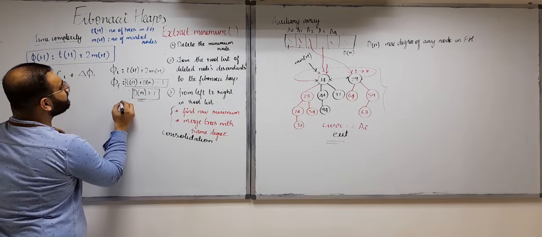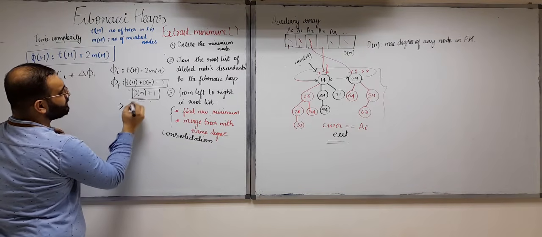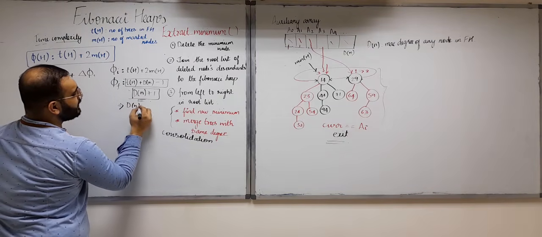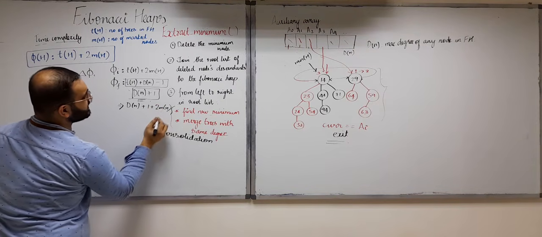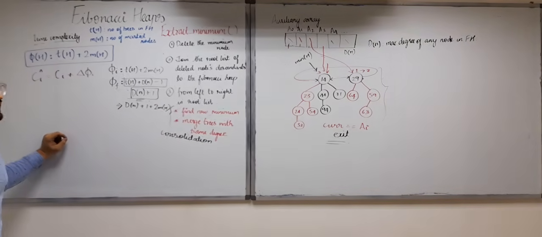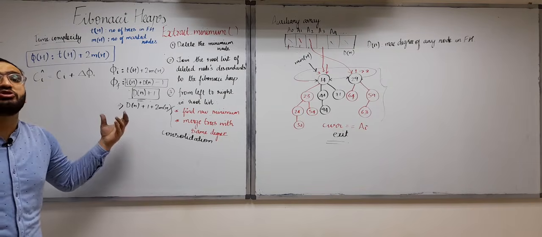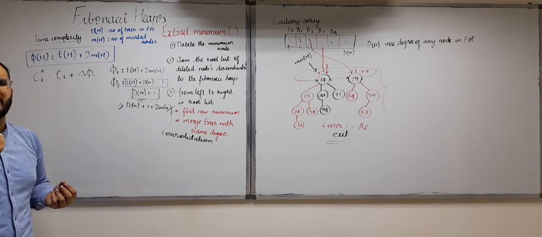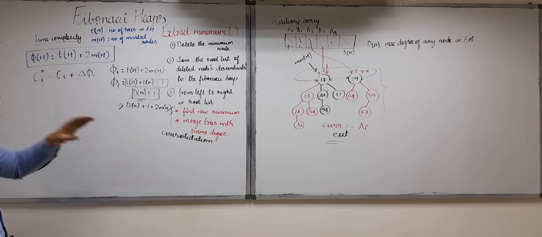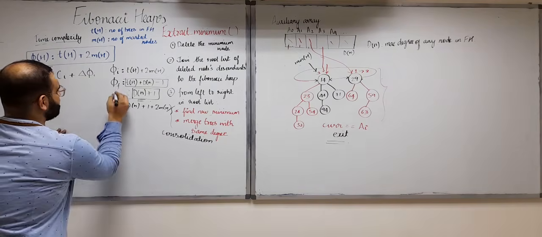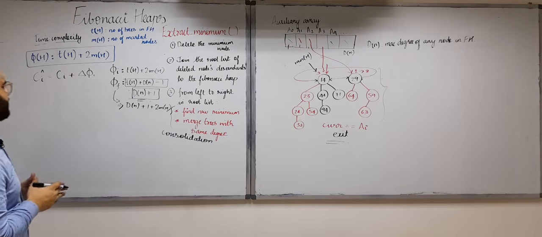But what about the potential? So in the potential, it will be D(n) plus 1 plus 2 times m(H), because there is no change in the number of marked nodes, right? Until and unless the deleted node was a marked node, but that will make a minor change of, suppose, -1. Nothing more than that, right? So this will be the final potential. This will be our final potential.